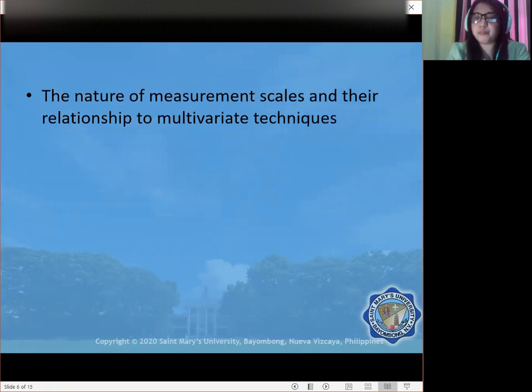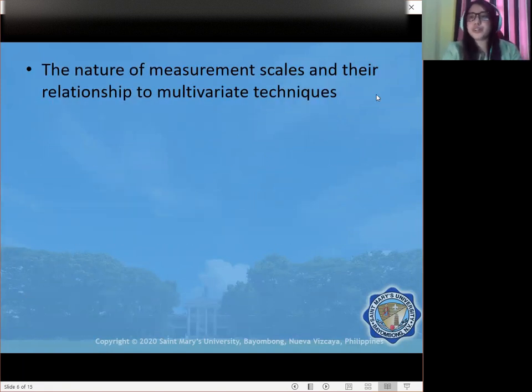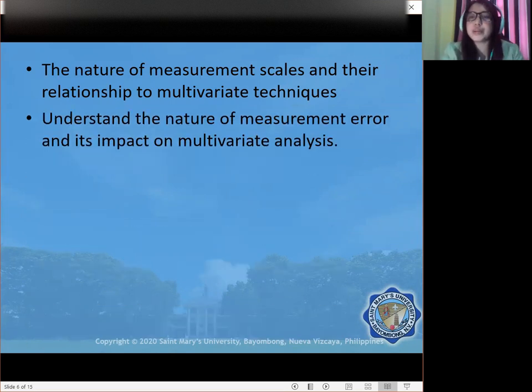multivariate analysis. Okay, next. We also need to consider the nature of measurement, scales, and their relationship to multivariate techniques, as well as understand the nature of measurement error and its impact on multivariate analysis. It is important that you know whether your data is nominal, ordinal, interval, or ratio because, as mentioned even in the descriptive statistics lesson, this is our basis in determining what appropriate test is applicable for our data.